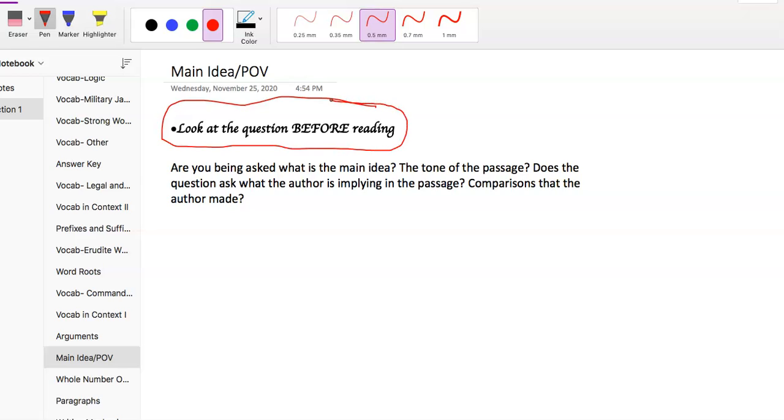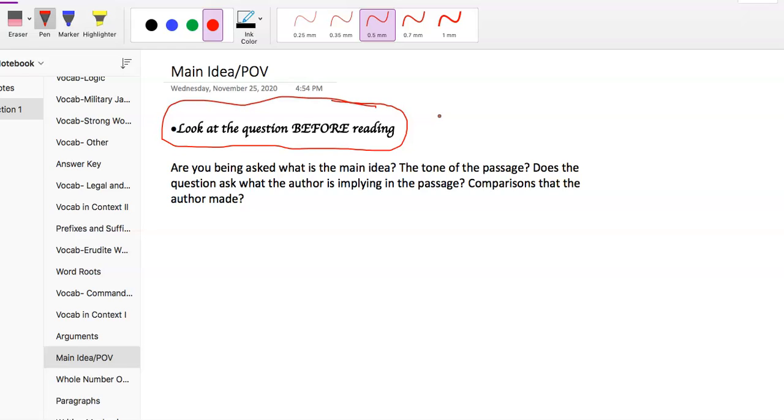Okay, so these represent a couple topics in the test and in our app. Look at the question first so you know what you're looking for before you start reading. Otherwise, you're going to read it, then read the question, then be forced to go back. So you'll end up wasting a bunch of time and you can end up being rushed and having to answer questions where you don't have enough time.